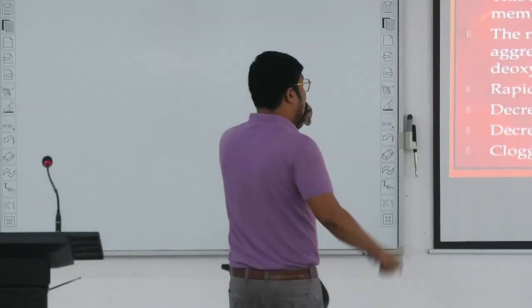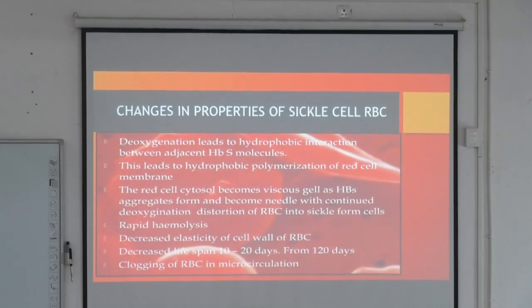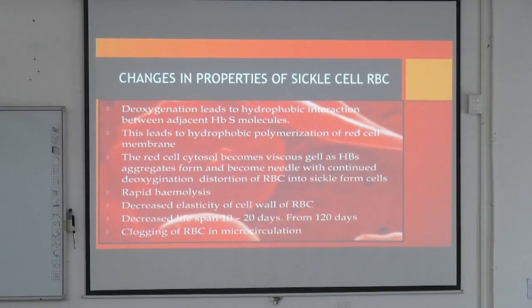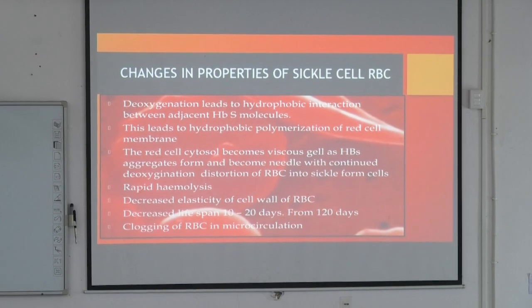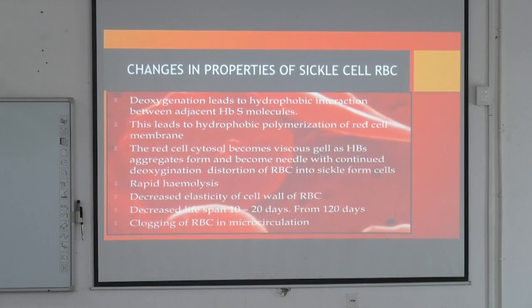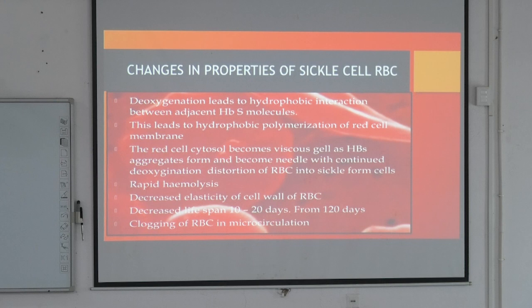This leads to hydrophobic polymerization of red cell membrane. Hydrophobic polymerization. The red cell cytosol becomes a viscous gel as hemoglobin aggregates form and become needle-shaped. The polymers took the shape of needles. With continued deoxygenation, there is distortion of RBC into sickle form cells, rapid hemolysis, decreased elasticity of the cell wall of the RBC. So the lifespan of the RBC gradually decreases from 120 days to very less.